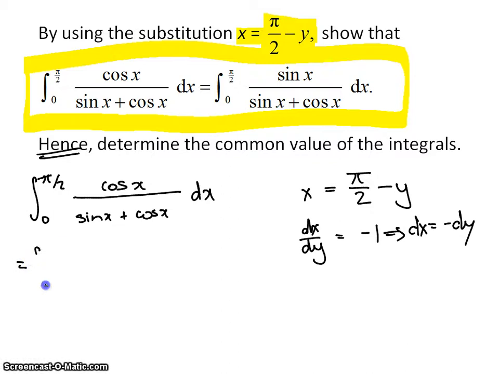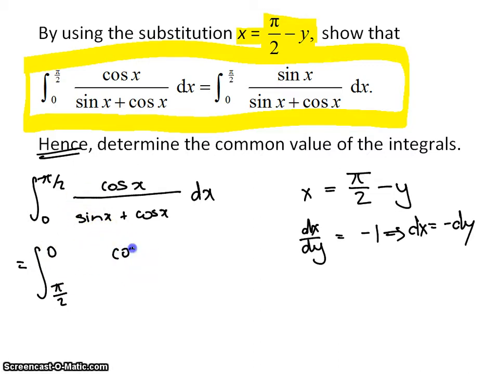So this is equal to what? If x is equal to pi over 2, what's y going to equal? It's going to be 0. What about if x equals 0, then y is going to be pi over 2. Okay, so that looks a bit funny, but we can actually evaluate integrals this way. It's not too much of a problem.